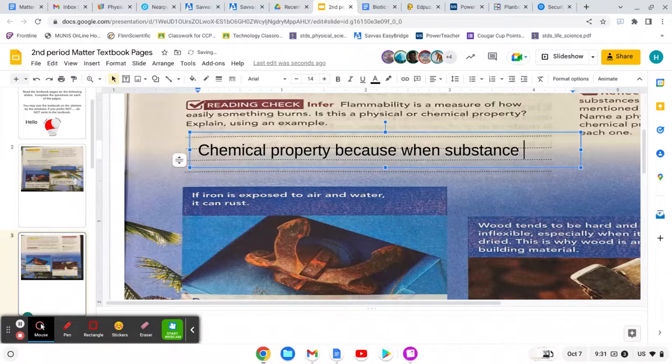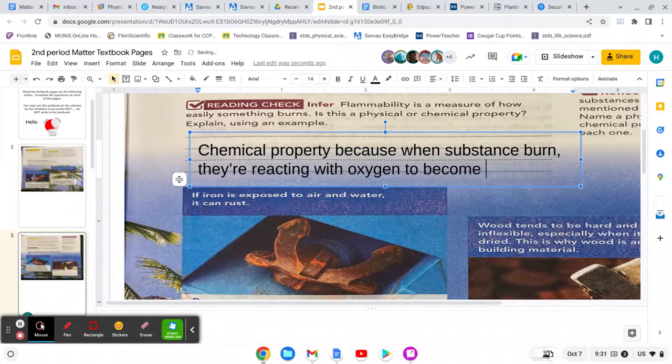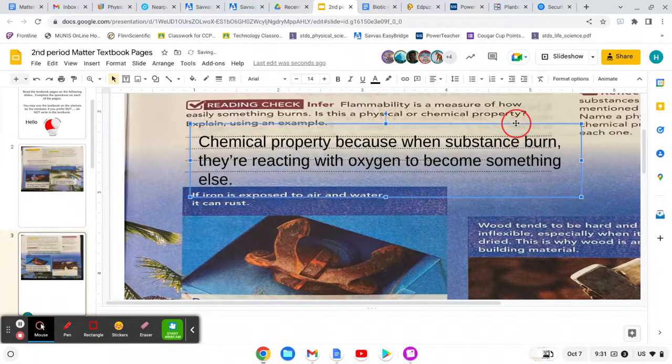Because when substances burn, they're reacting with oxygen to become something else. Can you give me an example of something like that? I mean, I kind of just gave you one with the fireworks. Can you give me a different one? Reagan, can you give me a different one? If you burn a piece of paper, that's going to become ashes, right? Which is a totally different thing. Tatiana?